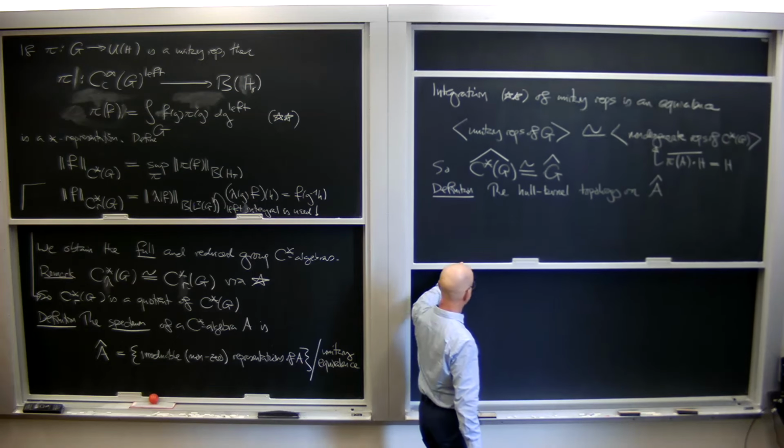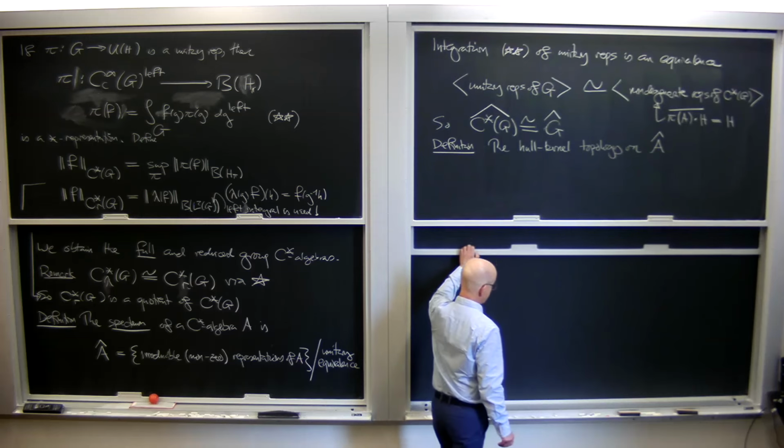Sir, I had a question. Yeah. So when we are discussing the spectrum of a C star algebra, we know what the spectrum of a linear operator is. So is there any relation between the spectrum of an algebra and the spectrum of a linear operator? That's a good point. I suppose I should have given an example.